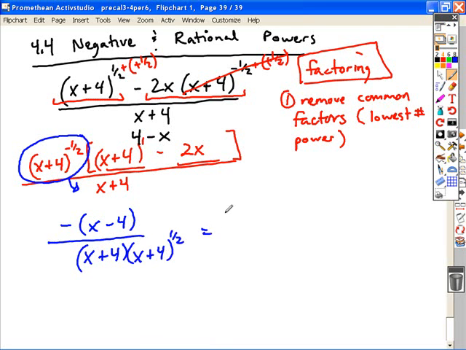And now in the denominator, what do you notice? The bases are common. When you multiply two numbers with the same base, what do you do with their powers? So here's a power of 1 and a power of 1/2. So we get an overall base x plus 4 to the, again, think of this as a 2/2. So 2/2 plus 1/2 is 3/2.